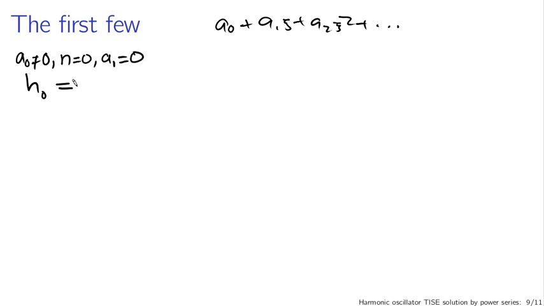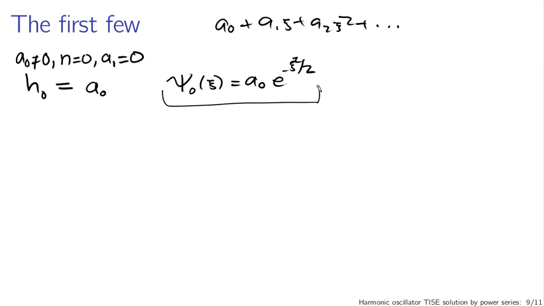What you get is pretty boring as a polynomial. h0 is just a0, not particularly useful. The wave function I get as a result, though, is useful, because this is the lowest energy state. Psi sub 0 as a function of xi is a0 times our e to the minus xi squared over 2 function. So this is our ground state. This is our lowest energy stationary state solution to the time-independent Schrodinger equation for the quantum harmonic oscillator.